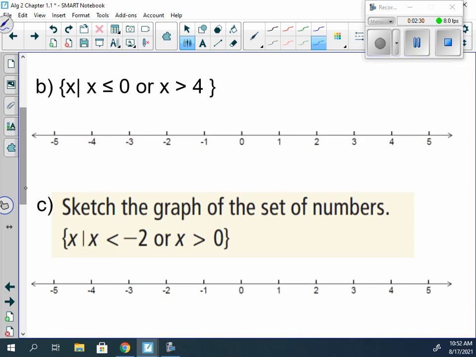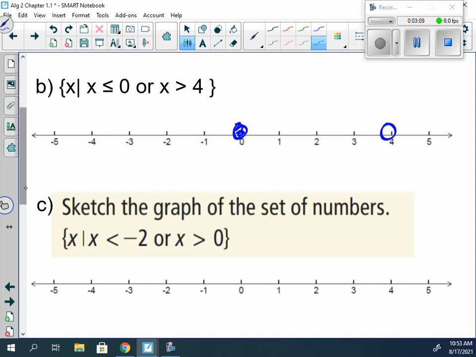So look at B. For all real numbers x, such that x is less than or equal to 0, or x is greater than 4. So here we're going to have two spots. We're going to have one at 0 and one at 4, because those are our 2 points. Will one of these be open? Are they both going to be open? Both closed? One open? One closed? 0 should be closed because it is equal to. And the 4 will be open because it is not equal to it.